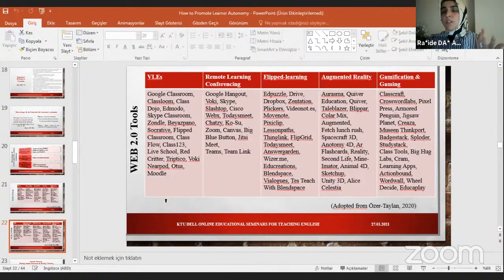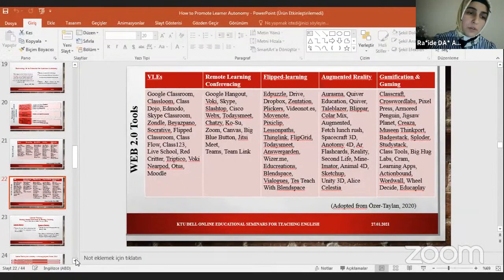Or you can integrate games or gamification tools as well. So they will be part of the process. So many tools are available so as to make your students part of your teaching context.